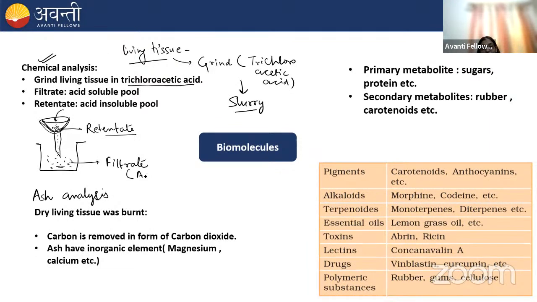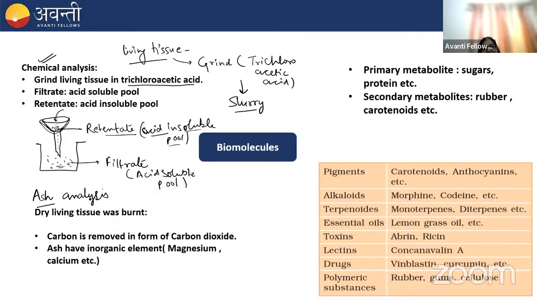So filtrate consists of the acid soluble pool. The molecules which are smaller in size are micromolecules. And the molecules which are larger in size are not able to dissolve in acid. It consists of the acid insoluble pool. So all the macromolecules, because they are larger in size, come in the acid insoluble pool: polysaccharides, nucleic acids, proteins, carbohydrates. They all come in the acid insoluble pool.